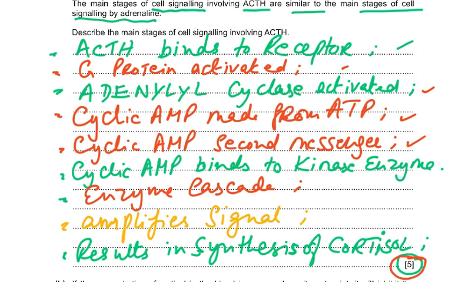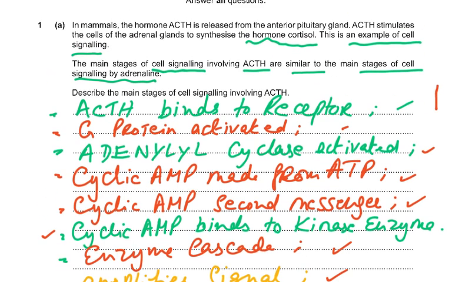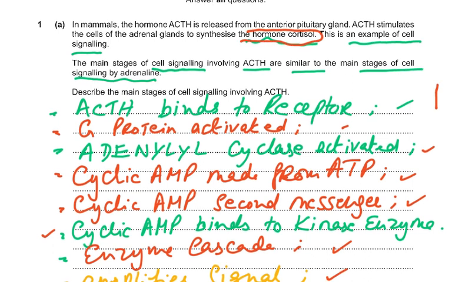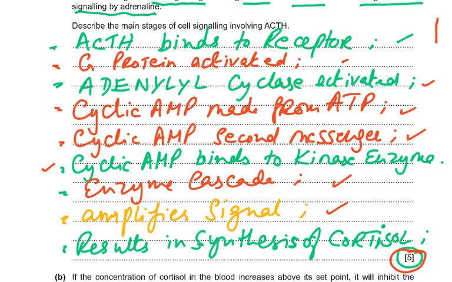But maybe somebody didn't write these and wrote something else, like cyclic AMP binds to a kinase enzyme, then there's an enzyme cascade, and this amplifies the signal and results in the synthesis of cortisol. Why? Because this was given in the question. It said synthesizes the hormone cortisol. ACTH stimulates the cells of the adrenal glands to synthesize the hormone cortisol. So look at the last mark scheme point: results in the synthesis of cortisol.